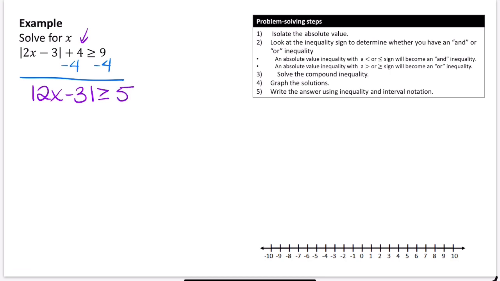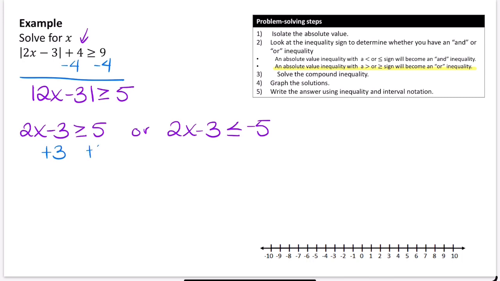Now I have a greater than or equal to sign, so this is going to become an or inequality. Since it's an or inequality, I'm going to write this as 2x minus 3 is greater than or equal to 5, or 2x minus 3 is less than or equal to negative 5. Now I just need to work on solving these two inequalities. To get x by itself, I'm going to start off by adding 3 to both sides.